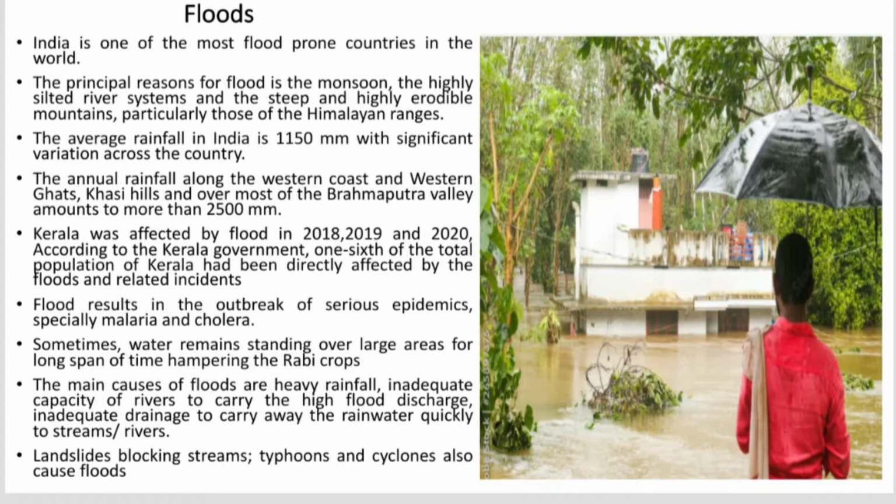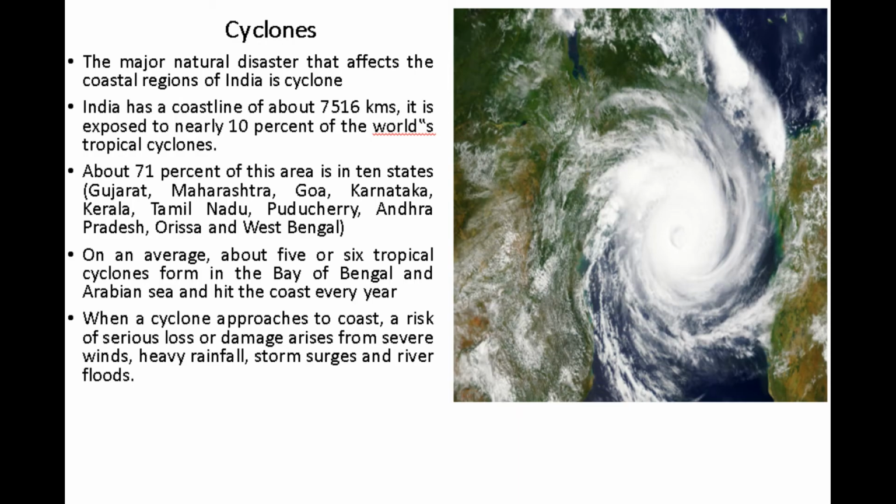So the main causes of the flood are basically the rainfall and the inadequate capacity of the river to carry the high flood discharge. It is also because of inadequate drainage to carry away the rainwater quickly to the stream or the river. Even landslides blocking the streams and cyclones can also cause flood. Next we are going to talk about cyclones.